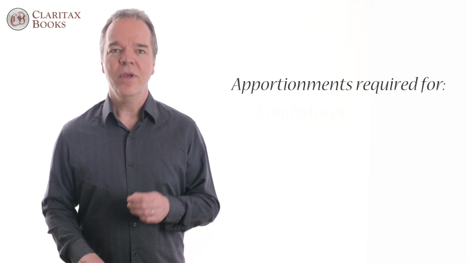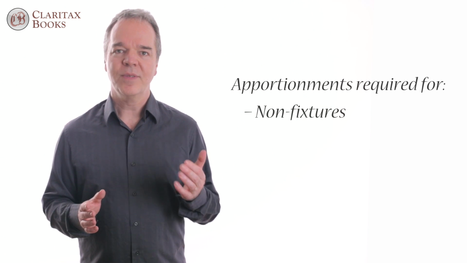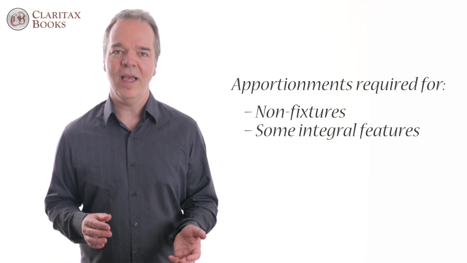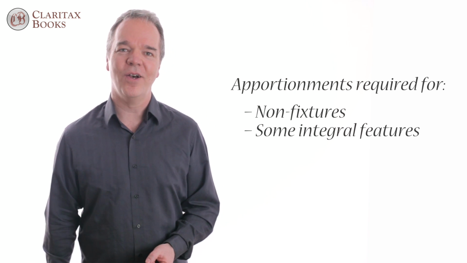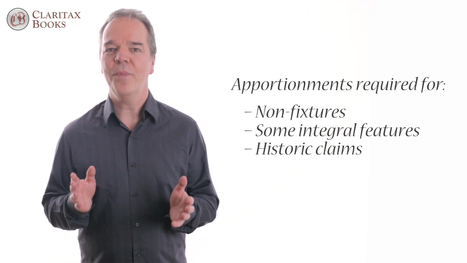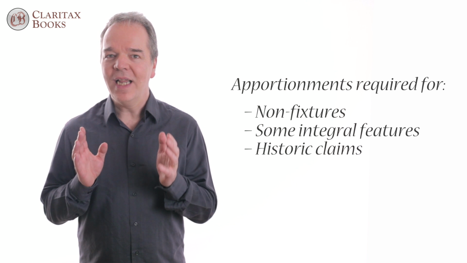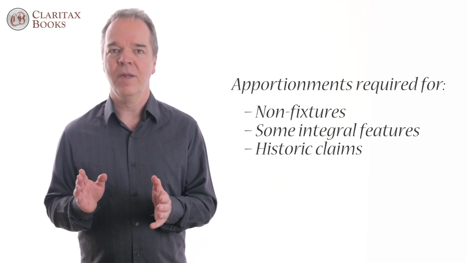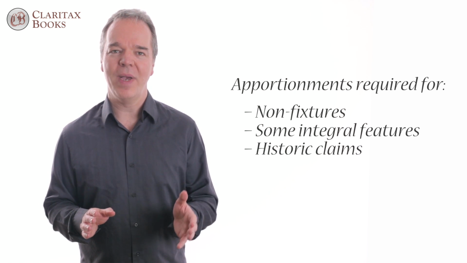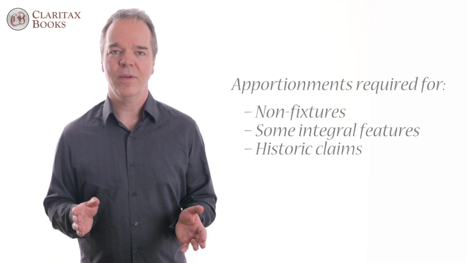Even with fixtures, though, there are various circumstances in which an election will not be possible. This will be the case, for example, for integral features on which the vendor has been unable to claim. Another common scenario will be a property owner who bought the building some years ago, but who did not properly address the capital allowances issues at that time. It will be too late now to consider a fixtures election, so the starting point will be to see what capital allowances claims could be made on the basis of a just and reasonable apportionment of the purchase price.